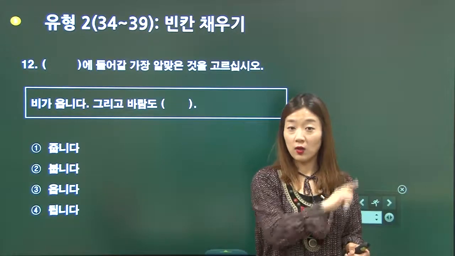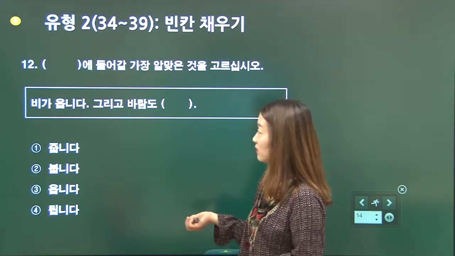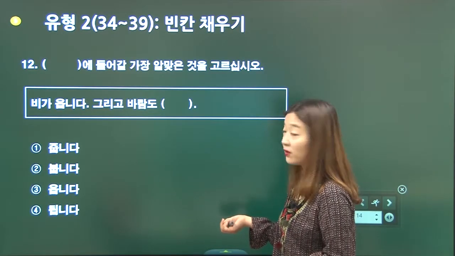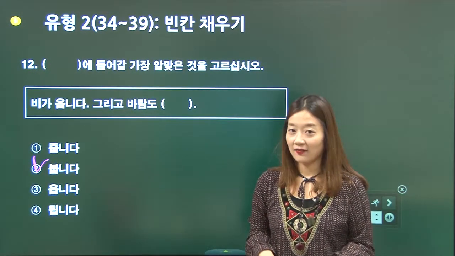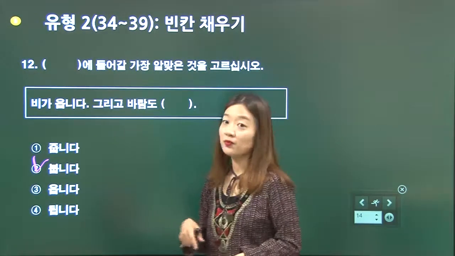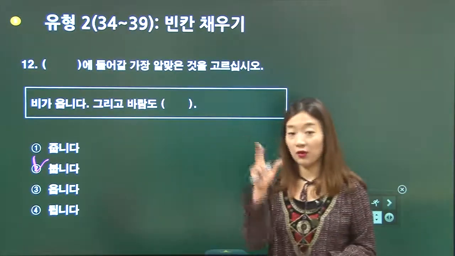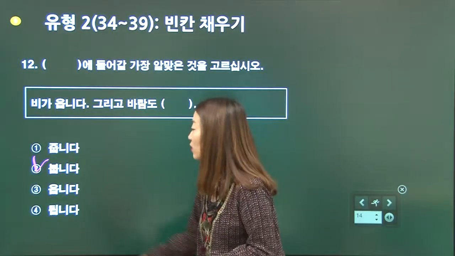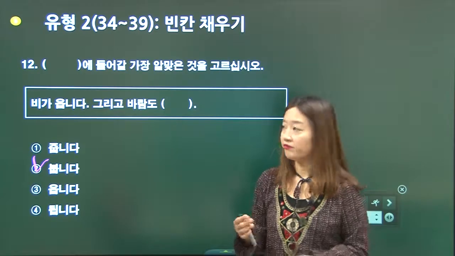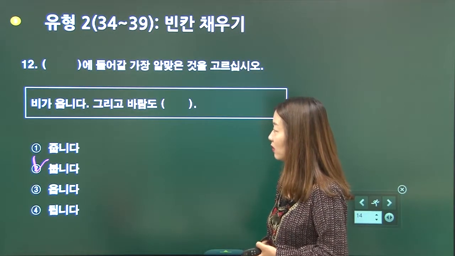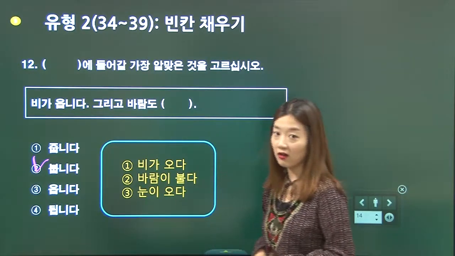Wind. Blows, right? Blows. So we can find out the word, the wind blows. The answer will be... That's right. Number two. 붑니다. 불다. 바람이 불다. So number one, 줍니다. 줍니다 means give, 주다, give. And then number three, 옵니다. 오다, come. And then number four, 됩니다. 되다. Become. Alright, so here's some more expression for the weather, okay?